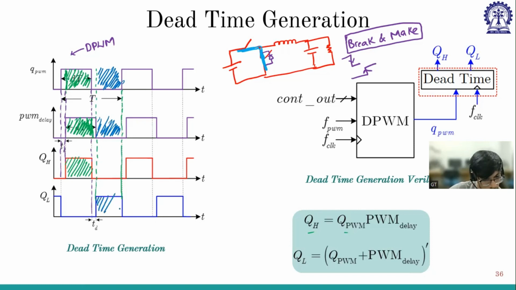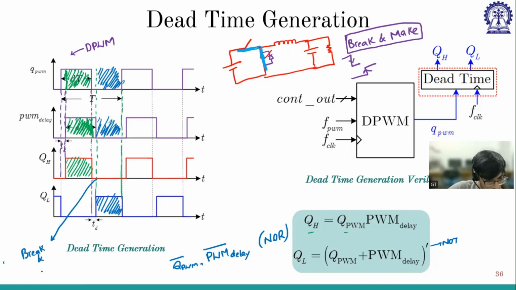So we are taking OR, sir, right? Yes, this plus represents OR, and here this is NOT. It is like QPWM bar dot PWM delay bar. So we are basically doing a NOR operation, NOT of OR. Now if you see, this delay is coming in between these two, and at any given point of time both are not on. So we are doing break and make. We are breaking the high side pulse, and then we are making the low side pulse. So this is the logic.